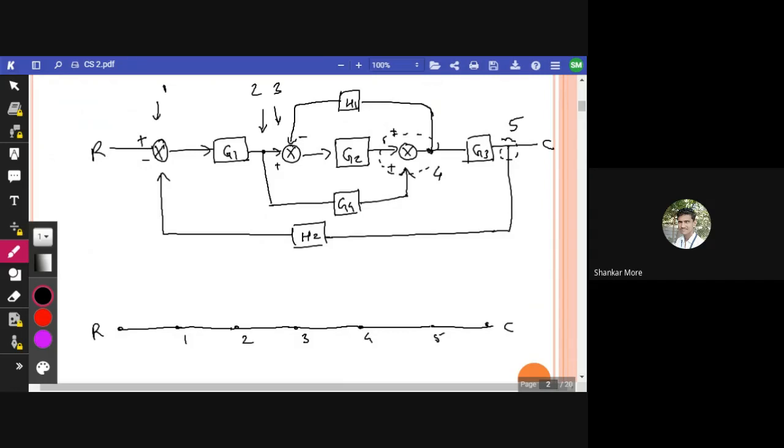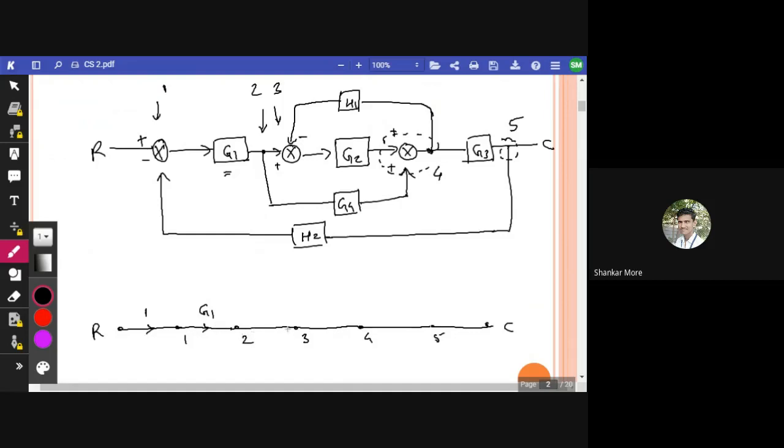What is the gain between R and the first node? It is nothing but 1. What is between the first node and the second node? It is G1, as you can see here. So this gain will be G1.